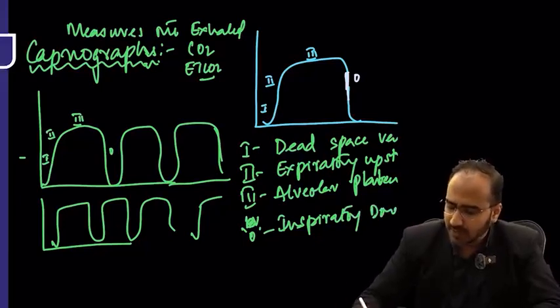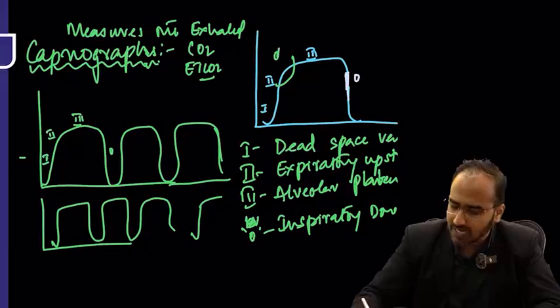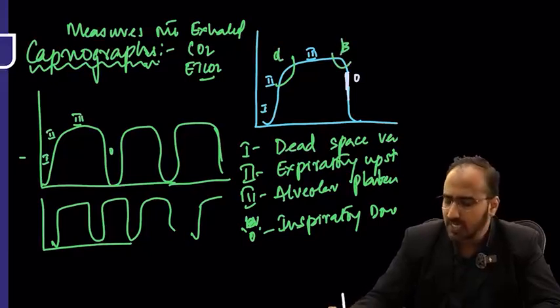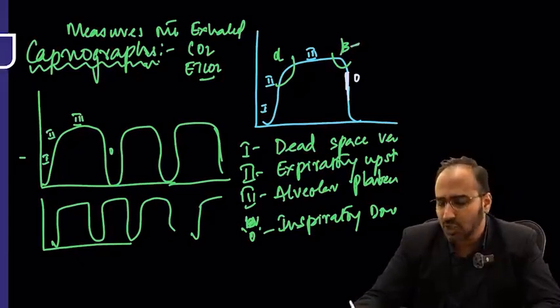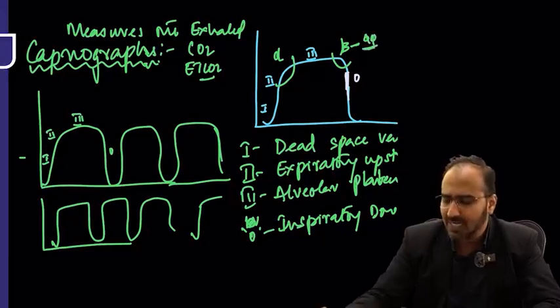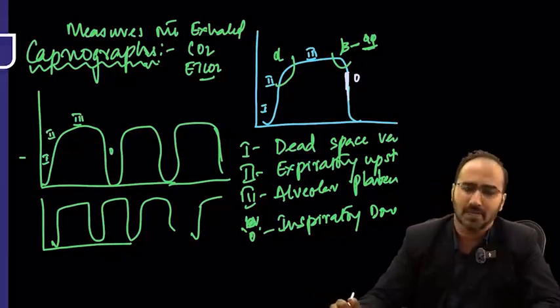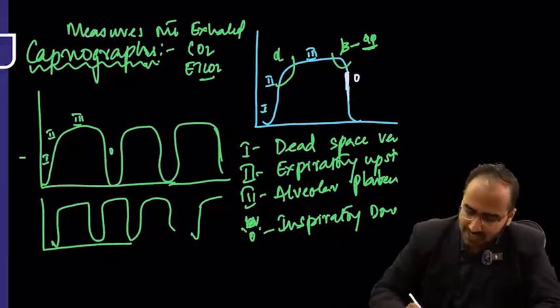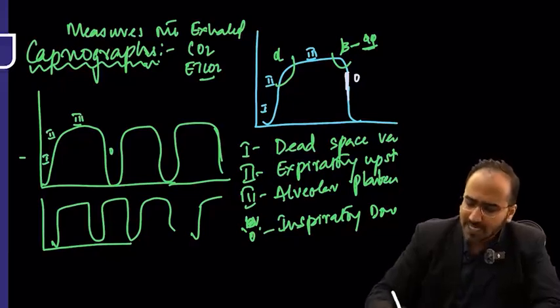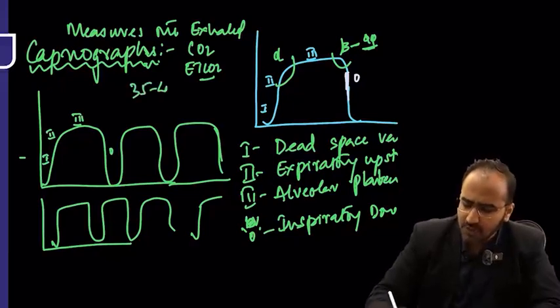Between phase 2 and phase 3, there is an angle called alpha, and between phase 3 and phase 0, there is an angle called beta. This beta angle is very important because at this angle, you will measure the exhaled carbon dioxide. So that's regarding the normal capnograph. Normal capnograph reading is between 35 to 45 mm of Hg.